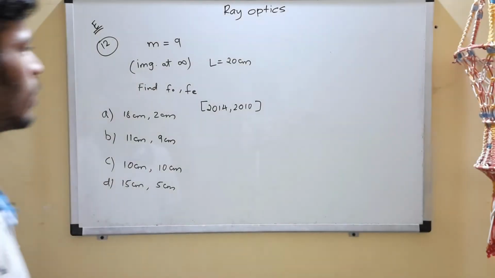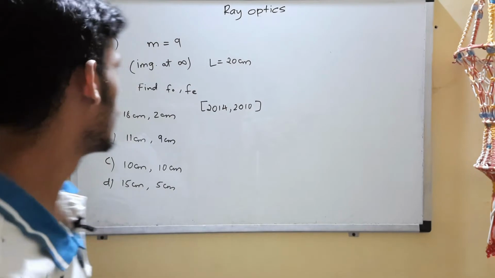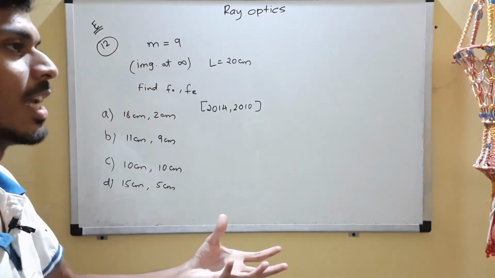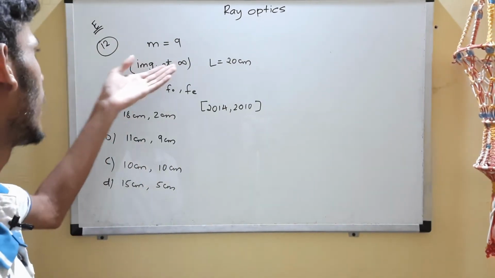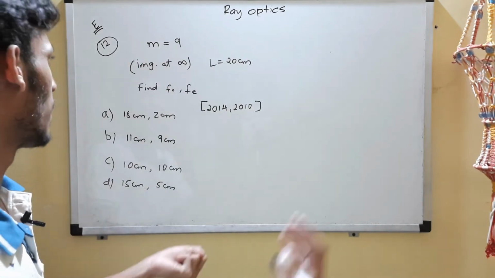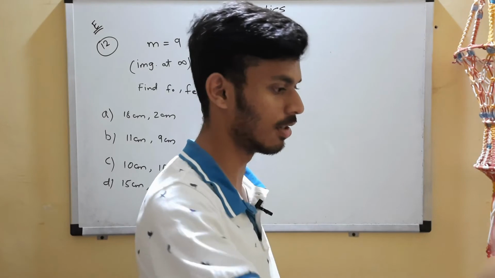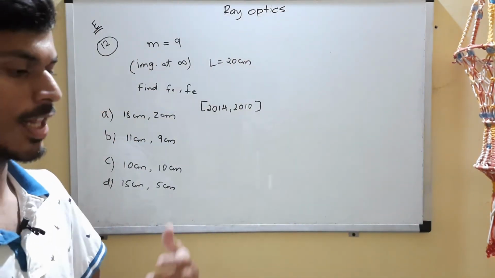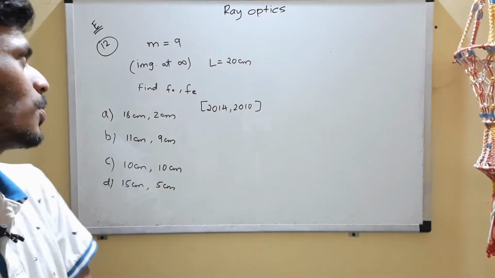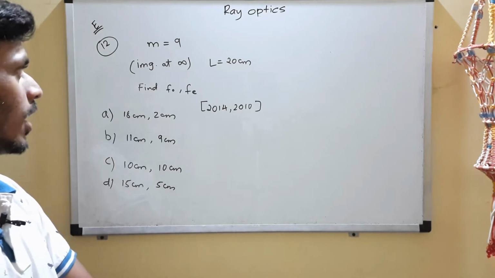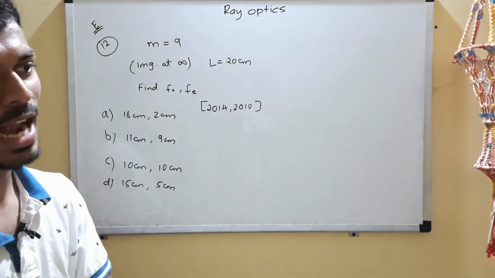So question number 12 over here. This question is based on telescope. Here you are given that the magnification produced by a telescope is 9 when the image is formed at infinity. You are also given that the length of the telescope, the distance between the objective and the eyepiece, is 20 centimeters. You are supposed to tell what are the focal lengths of your objective and eyepiece.